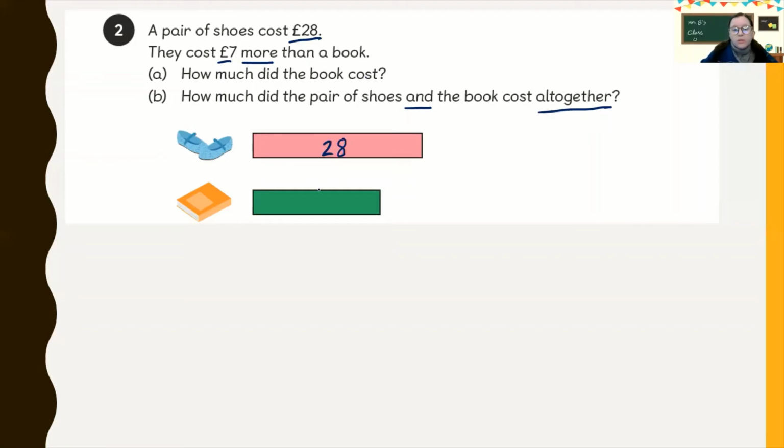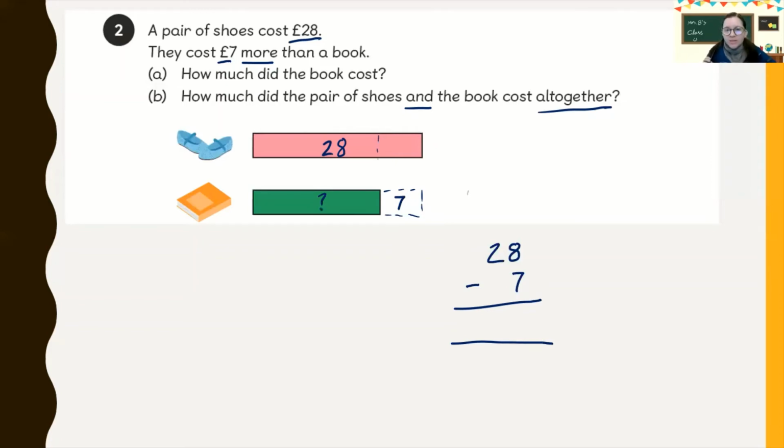28. Well done. So is this 7? No, this missing bit here is 7, because that's the £7 more that the shoes cost than the book. So how do we find this missing number? We just did it with our previous problem. Do we need to add or take away? Yes, we need to take away. Try that on your own now if you like, or stick with me and we can do this one together. 28 take away 7. You might be able to do that in your heads, to be honest, but we'll practice our column method because it's a really good thing to practice.